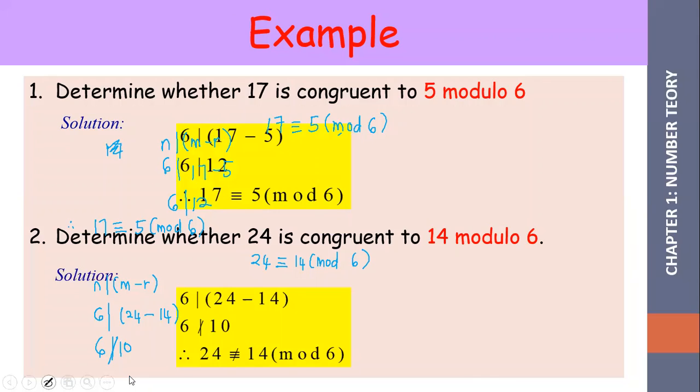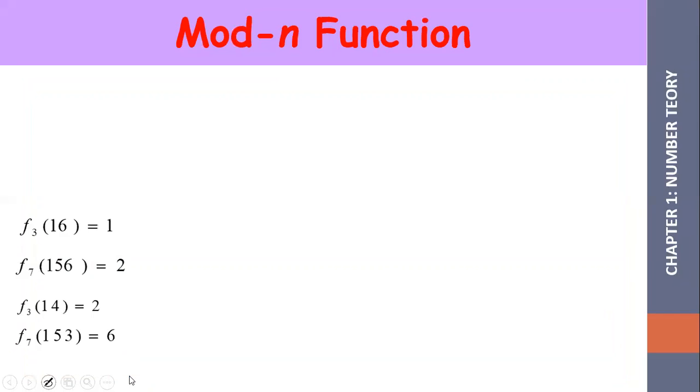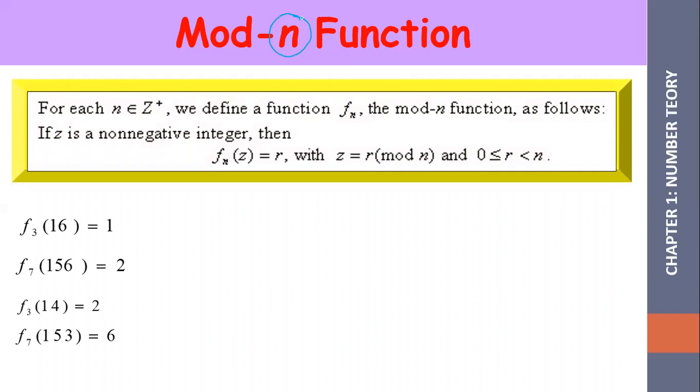Okay, so next, exercise you may try. Now we go to the mod n function. For each n in the positive integers, again I repeat, what is a positive integer? Positive integers start from 1, 2, 3, 4 until positive infinity. So we define the mod n function as follows.